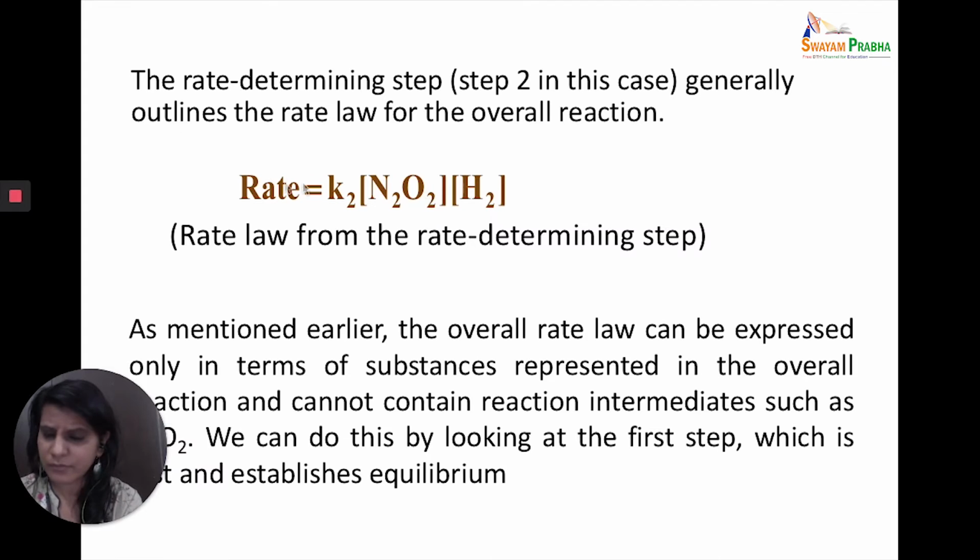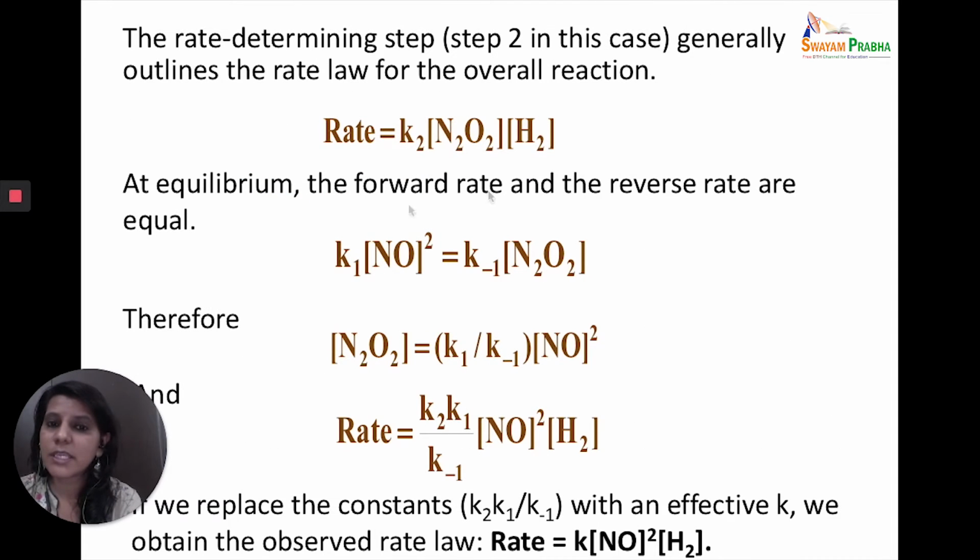So this is the rate law from the slow step, and we see that the intermediate concentration is there and we need to find out the concentration of the intermediate. So we use the equilibrium step, where the rate of forward reaction is equal to the rate of backward reaction, and we can get the concentration of N2O2. So what was the rate of forward reaction? k1[NO]^2. Rate of backward reaction, k-1[N2O2], and we can get the concentration of N2O2.